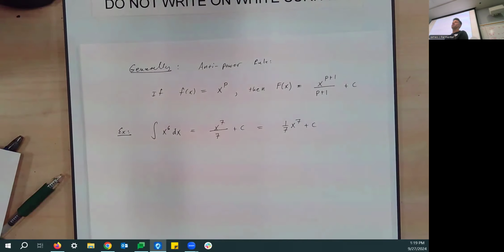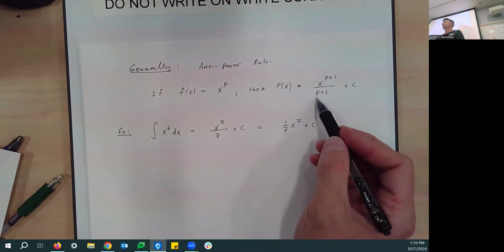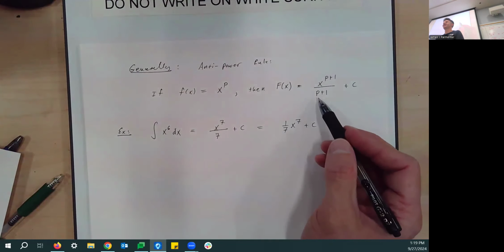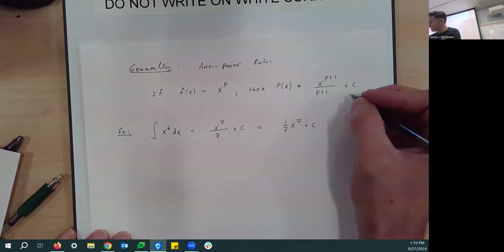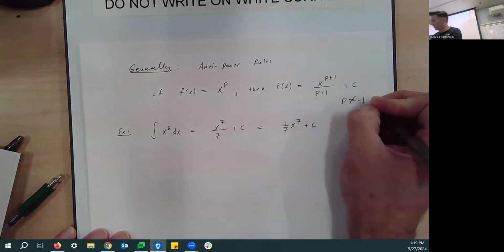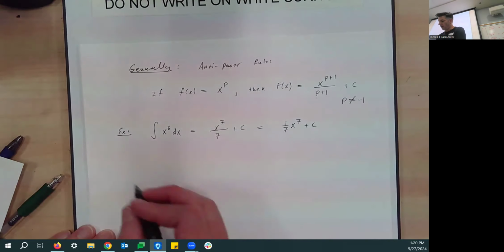There is a power this won't work for. What could p be here that would be problematic? Almost. Almost. One more. -1. So this doesn't work if p is equal to -1, because if p is equal to -1, you're going to get division by 0. We'll come back around to that in a few minutes here.